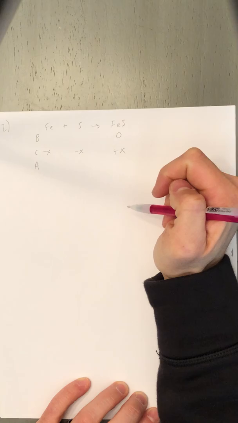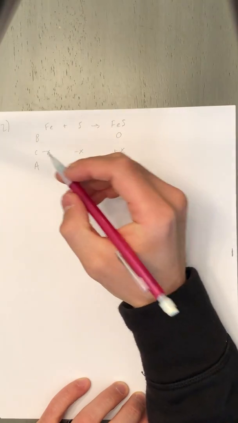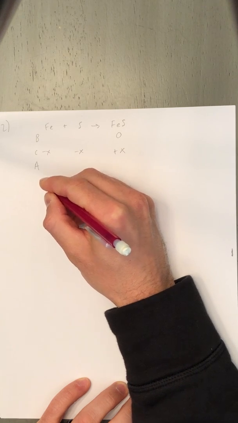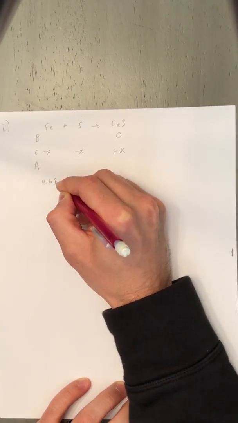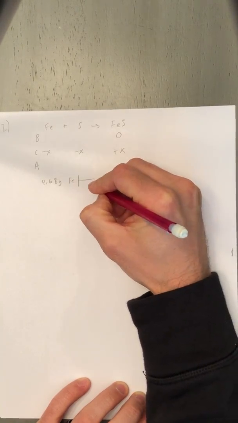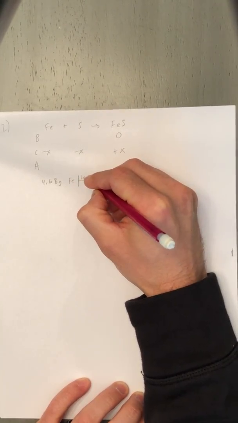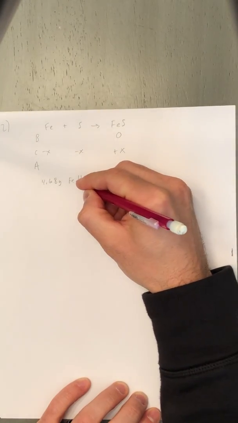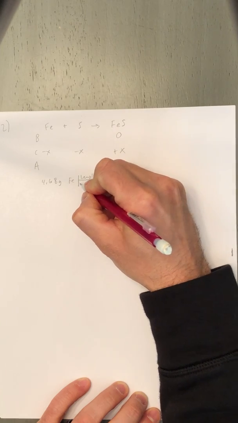And then we have to take our numbers and we have to convert them. So we can only put moles in the table. So I have to take the 4.68 grams of Fe, and we're gonna have to convert that to moles. And the molar mass is 55.85.